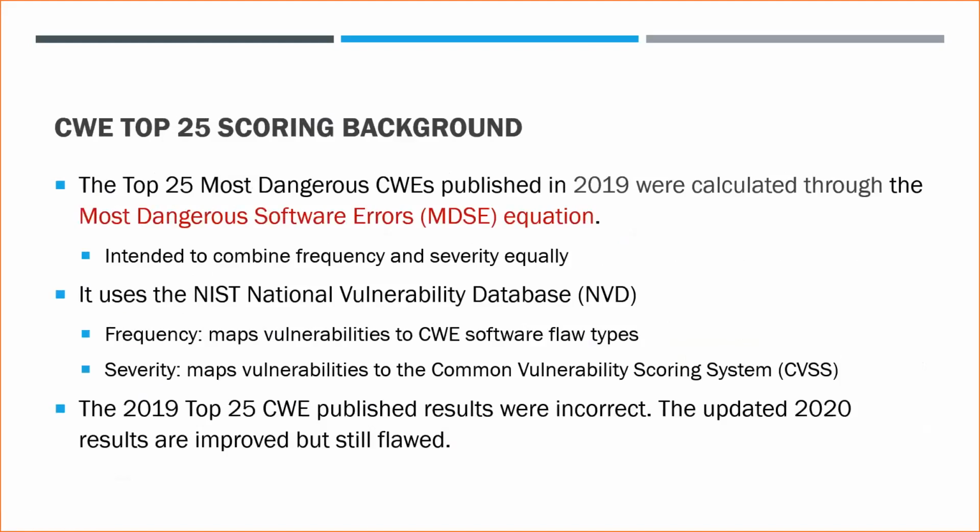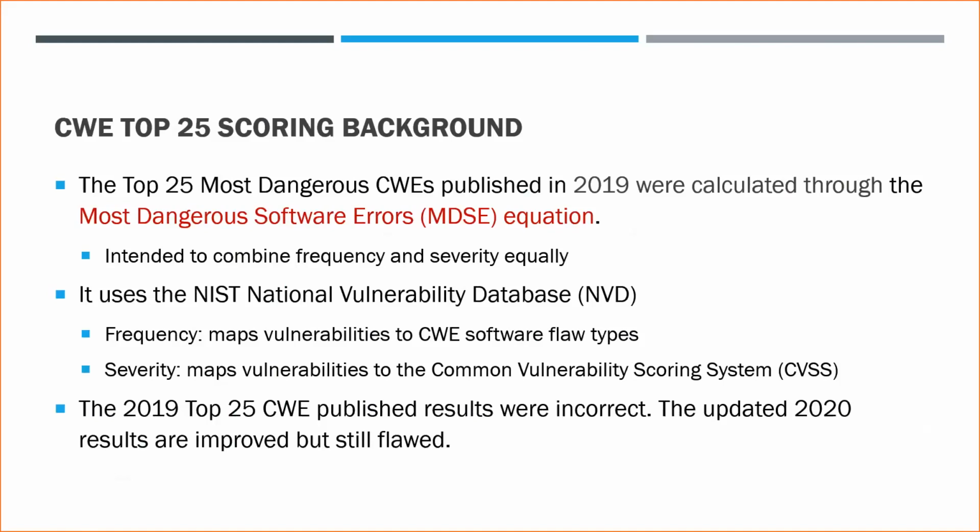Now, the top 25 most dangerous CWE list used an equation called the Most Dangerous Software Errors Equation, or MDSE. It's intended to combine frequency and severity together equally. In fact, it just multiplies normalized frequency by normalized severity. And it uses the NIST National Vulnerability Database for its data collection. So to get frequency, it uses the NVD mappings of vulnerabilities to CWEs. For severity, it uses the NVD mappings of vulnerabilities to the Common Vulnerability Scoring System.